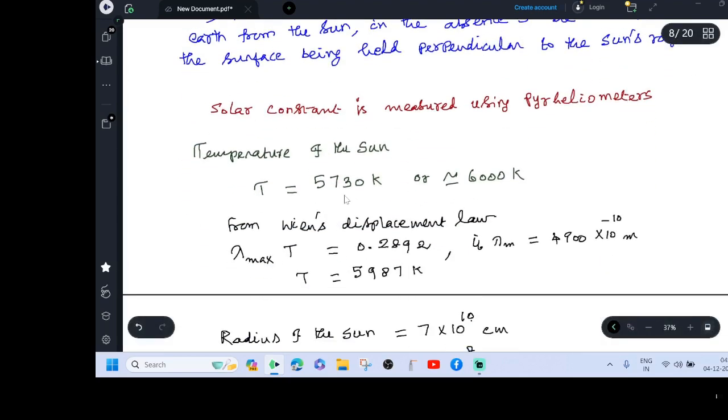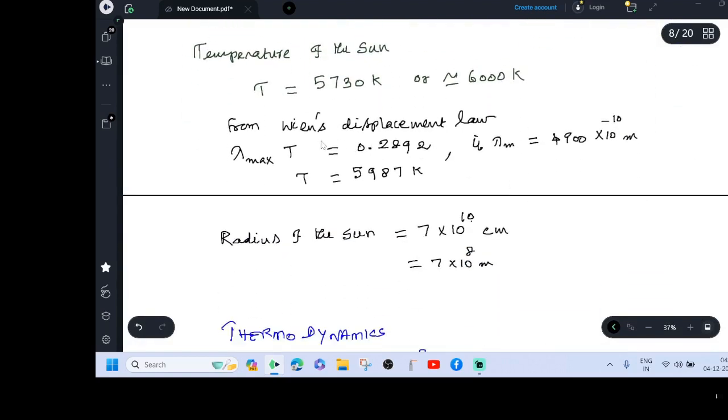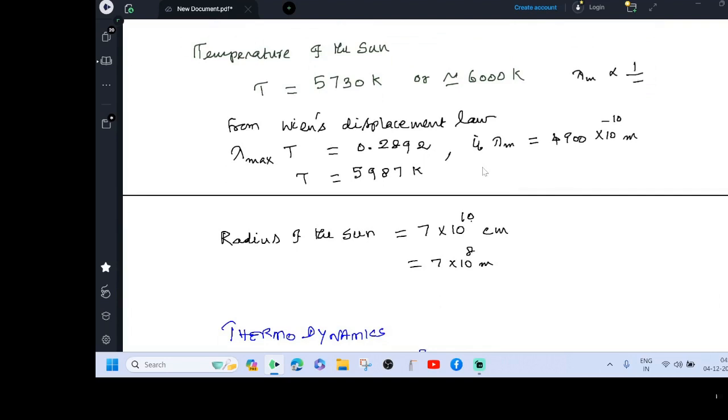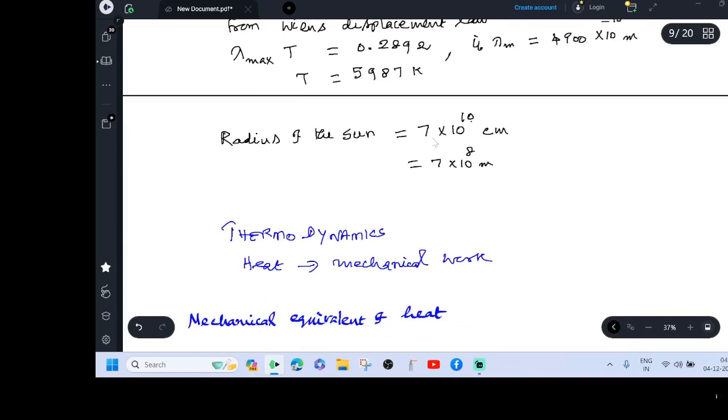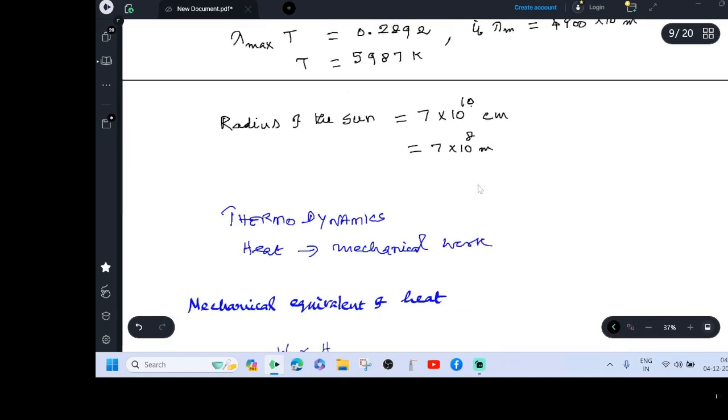Then the temperature of the Sun is 5730 Kelvin, which is almost 6000 Kelvin. With the help of Wien's displacement law, lambda m is inversely proportional to T. Then we may estimate the temperature of the Sun as 5987 Kelvin. The radius of the Sun is 7 into 10 power 10 centimeter or 7 into 10 power 8 meter.